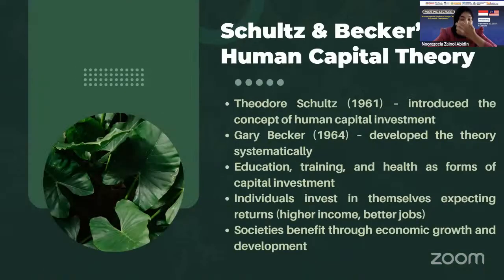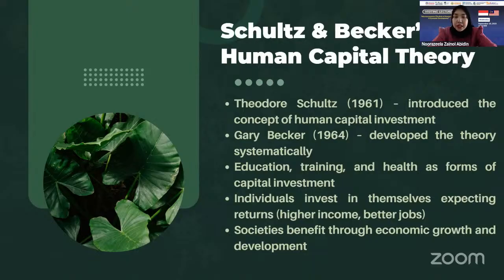Now we move to the second set of economists introduced on human capital, Schultz and Becker. In the 1960s, economists Theodore Schultz and Gary Becker expanded Adam Smith's idea into a more formal theory of human capital. Schultz in 1961 highlighted that spending on education, training, and health is not just consumption, but an investment because it improves productivity and brings long-term returns.